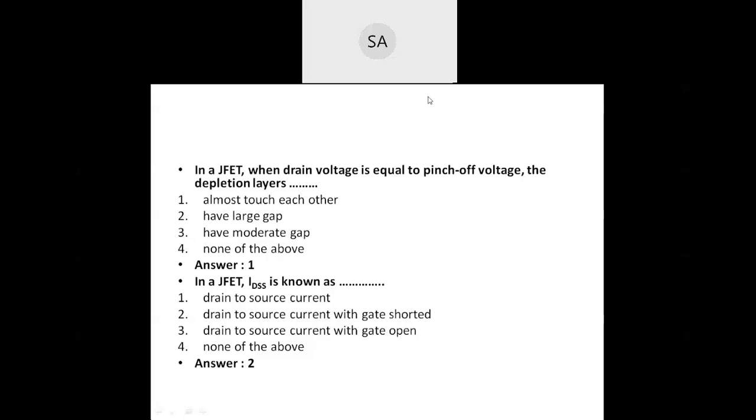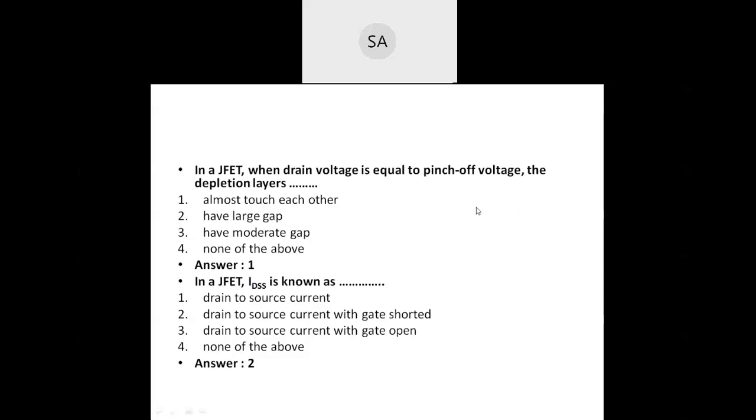So the correct answer is 1. So in a JFET, IDSS is also known as: drain to source current with gate shorted, drain to source current with gate open, or none of them.